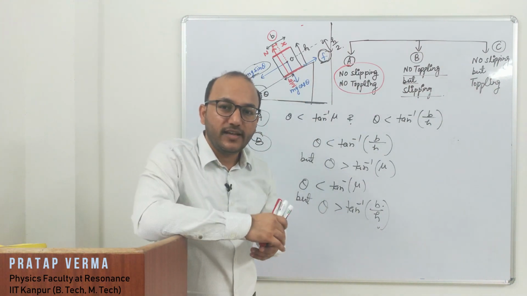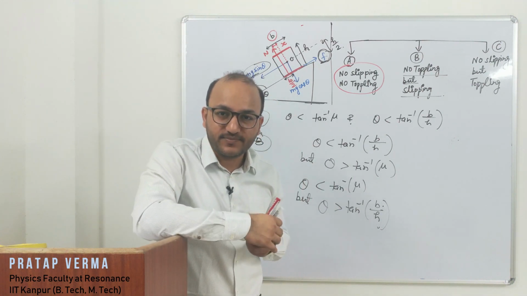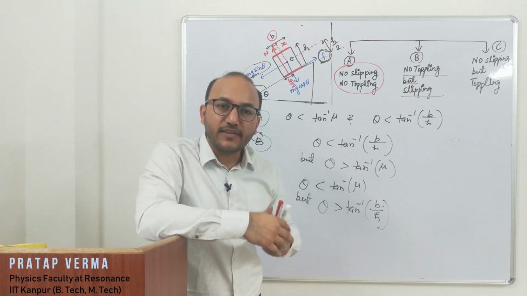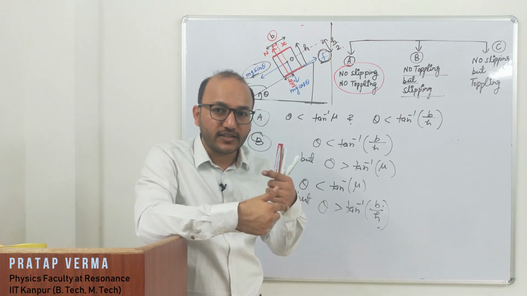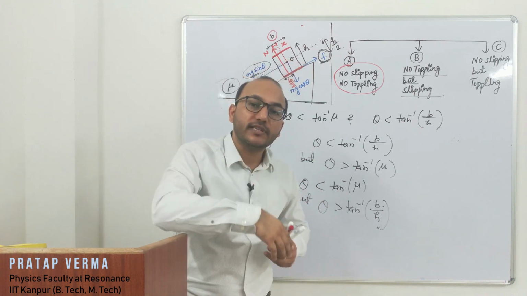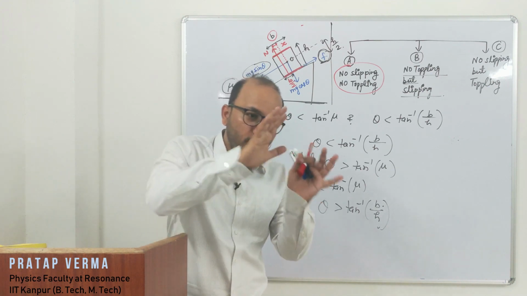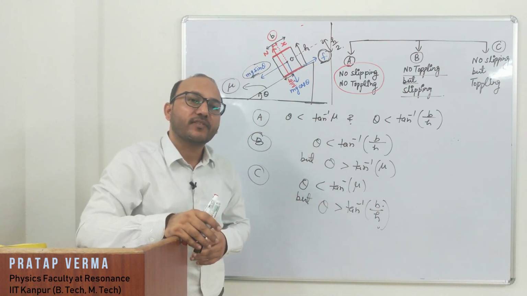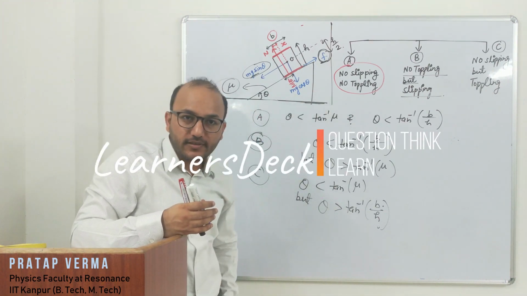Now suppose the angle of inclination for our problem is 30 degrees. That angle is less than both 45 and 60, so no toppling, no slipping. If the angle is 50 degrees, slipping starts but toppling will not start. The body will slip but it will not topple. If the angle goes even beyond 60 degrees, let's say 65 degrees, toppling will also start. So the moment you put the block on the inclined plane, it will simply topple. So we saw that a very practical problem could be solved using basic ideas of mechanics.